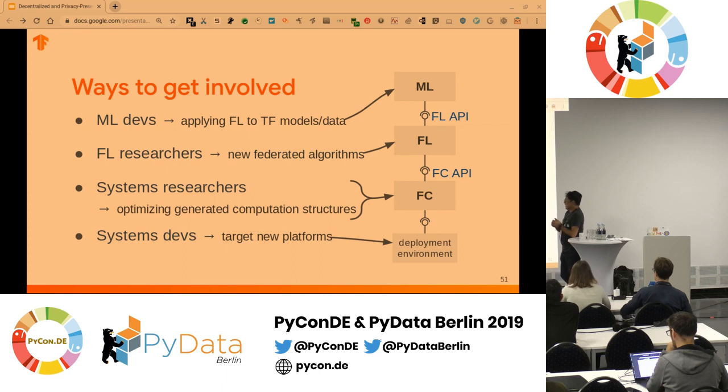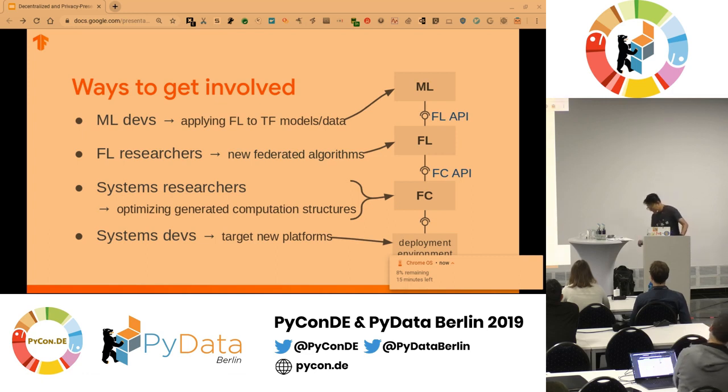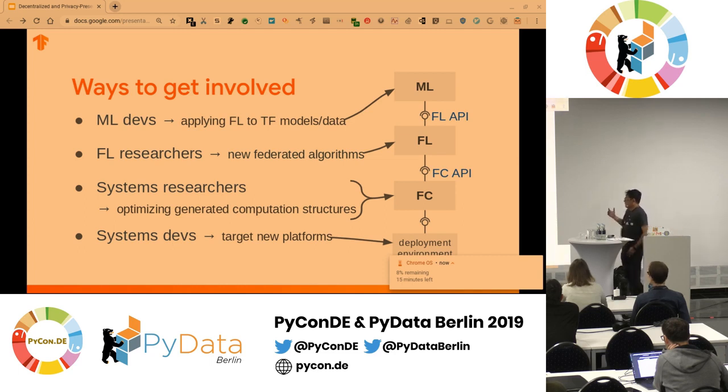If you're a systems researcher, then you would be more focused on FC APIs, and you can target newer platforms, or build new federated computation structures.